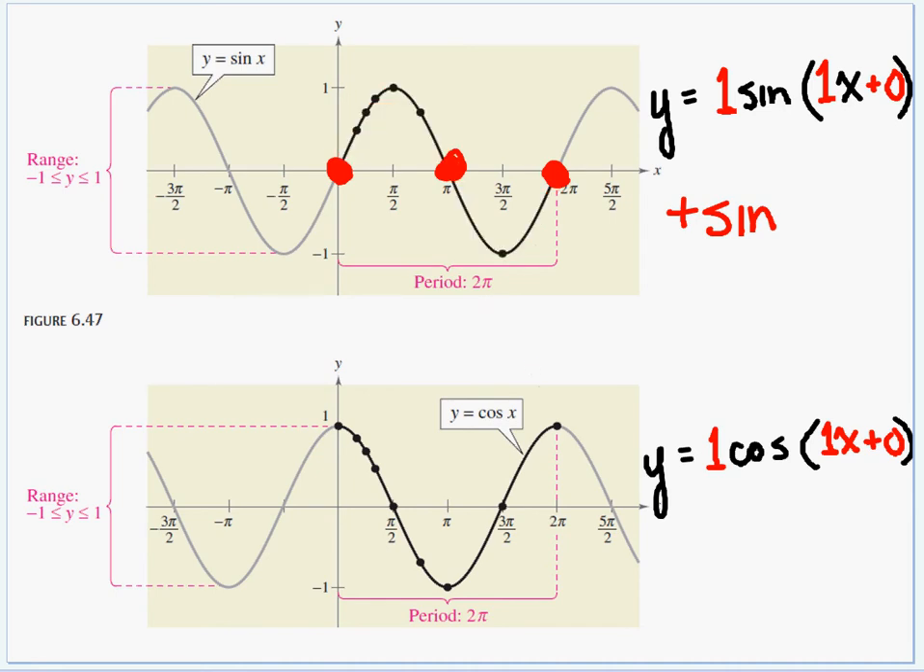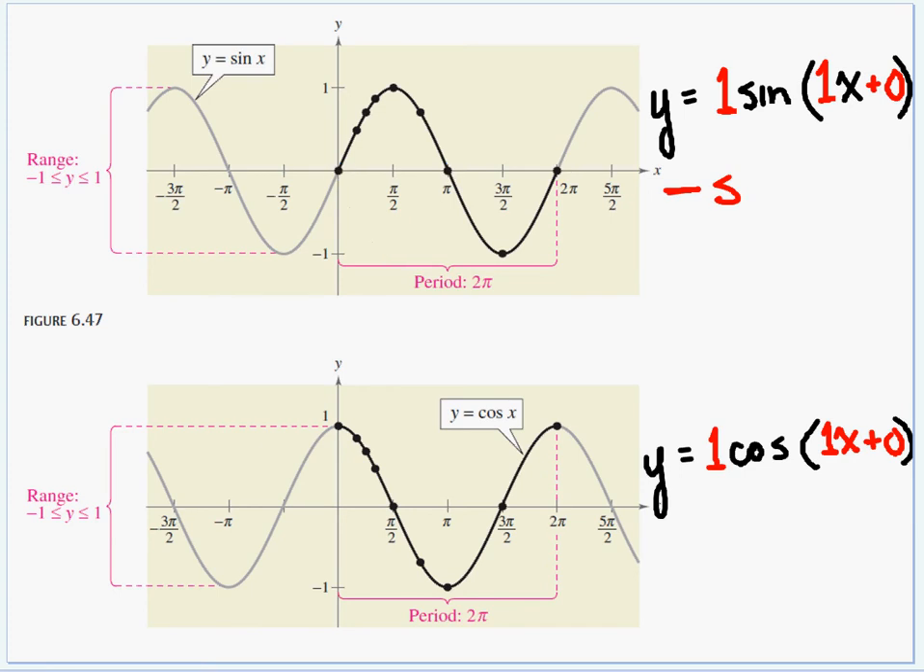Now on the other hand, if we have negative sine, it also starts at the origin, but negative sine will go to a valley first, and then it'll cross the x-axis, then it'll have a peak, and then it'll end back on the x-axis.